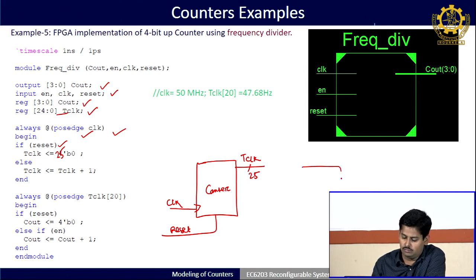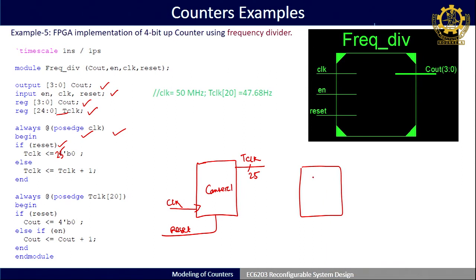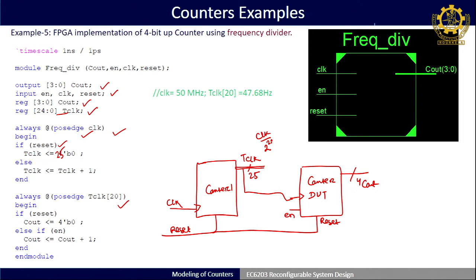Now this is counter 1, which is the design under test. The output is the 4 bit C out, for which I use this block. To this again reset is there, and we may have enable also as one input, and for this the clock will be taken from here. I will find the clock here is clock by 2 to the power 20. You can see here I have taken TCLK bracket 20.